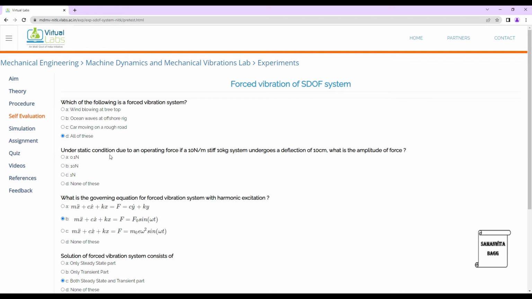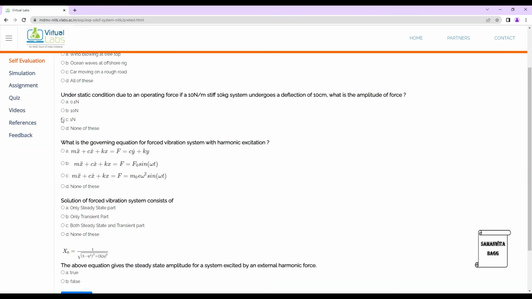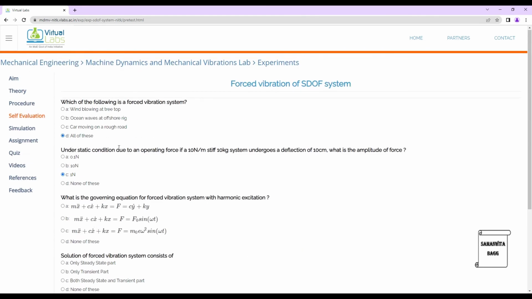Under static condition, due to an operating force, if a 10 Newton per meter stiff, 10 kg system undergoes a deflection of 10 centimeter, what is the amplitude of force? So you can calculate the value of force when you know the value of K, you know M and the deflection. Look here. XST is F0 upon K. So I want to calculate F0. I can multiply XST into K. So 1 is the answer. That is correct. So we have solved all the answers.